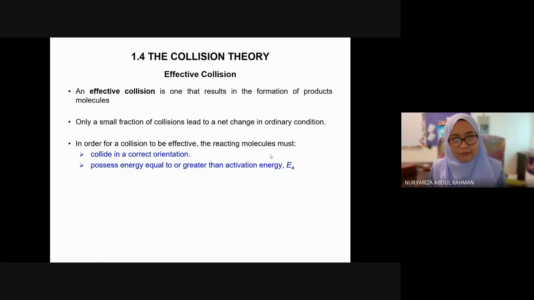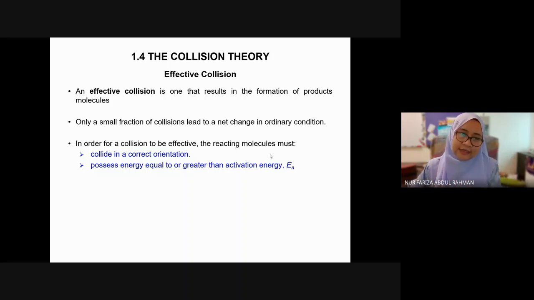Macam jodoh kan, dia bukan sekadar berjumpa saja, dia kena ada barokah, dia kena ada keberkatan, dia kena memang jodoh awak. Contoh. Okay, macam ni lah, dia bukan saja berlanggar, dia kena correct orientation, guys.